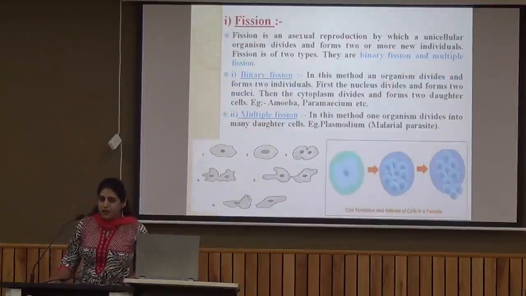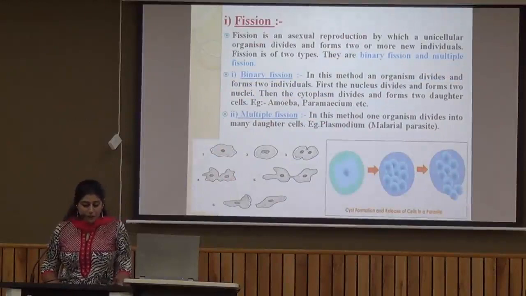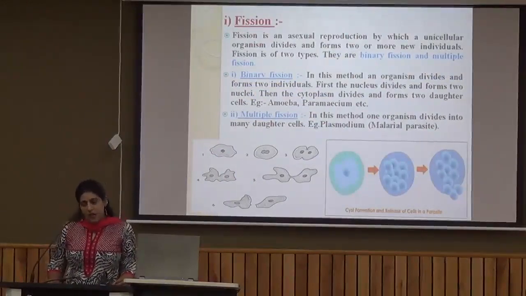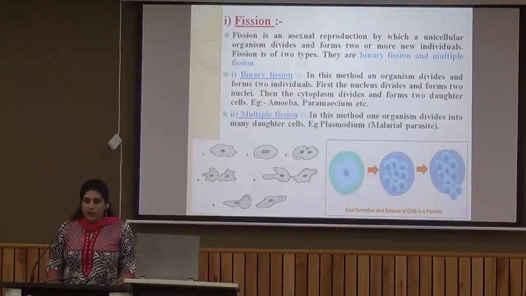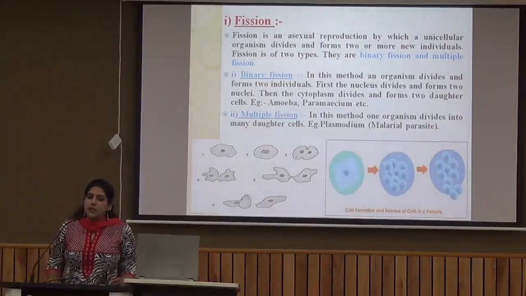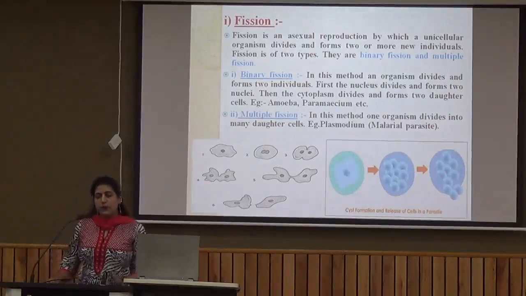First, we are going to start with fission. If you closely look at the diagram of a fission, we are going to take a very simple example of an amoeba through binary fission, which you have already studied in your junior classes. Now, in this method, an organism divides into two. That means the parent itself divides into two when it attains a particular growth.